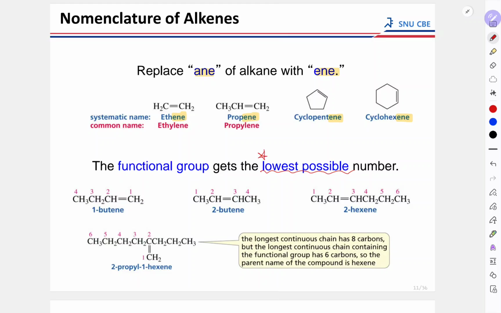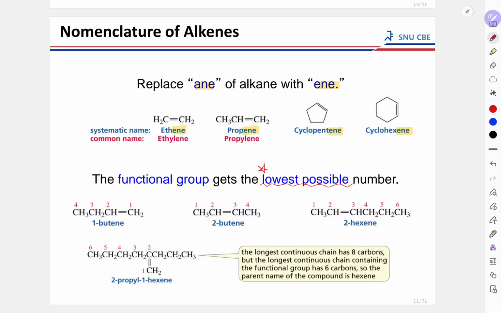So instead of selecting the longest possible chain, you should pick the chain containing this functional group, right? So you should have this 7 carbon containing chain, because you have to pick the chain that contains the key functional group, in this case alkene, right? That's why this is called hexene at the end of the day. And then of course you can call out the substituent accordingly. So this is very important, right? This is a primary rule, okay?